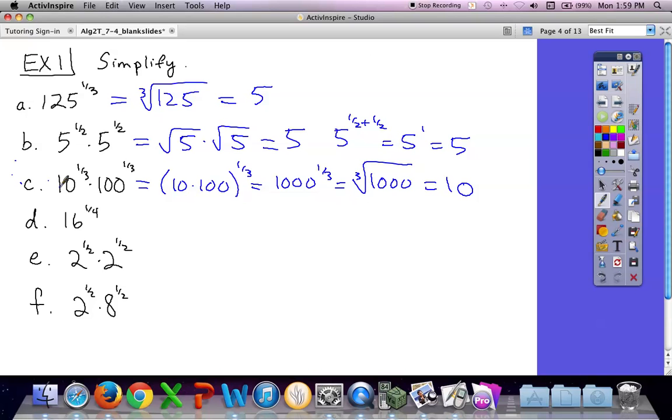16 to the 1/4, we just did that one on the first slide, right? That was 2. This 2 to the 1/2 times 2 to the 1/2 is going to work just like 5 to the 1/2 times 5 to the 1/2. It is 2. And this 2 to the 1/2 times 8 to the 1/2 will work just like this one did, right? That would be 2 times 8 to the 1/2, which is 16 to the 1/2, which is the square root of 16, which is 4. Right?